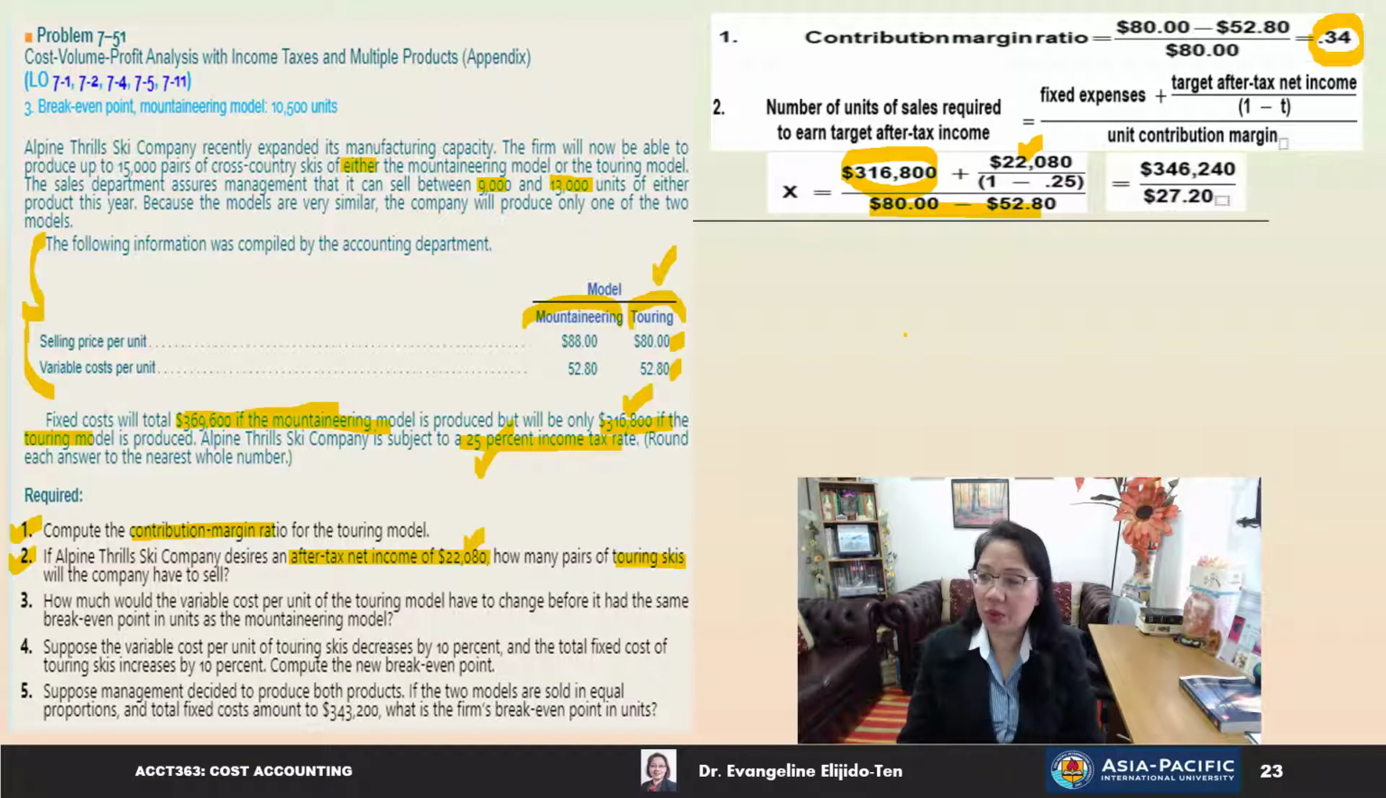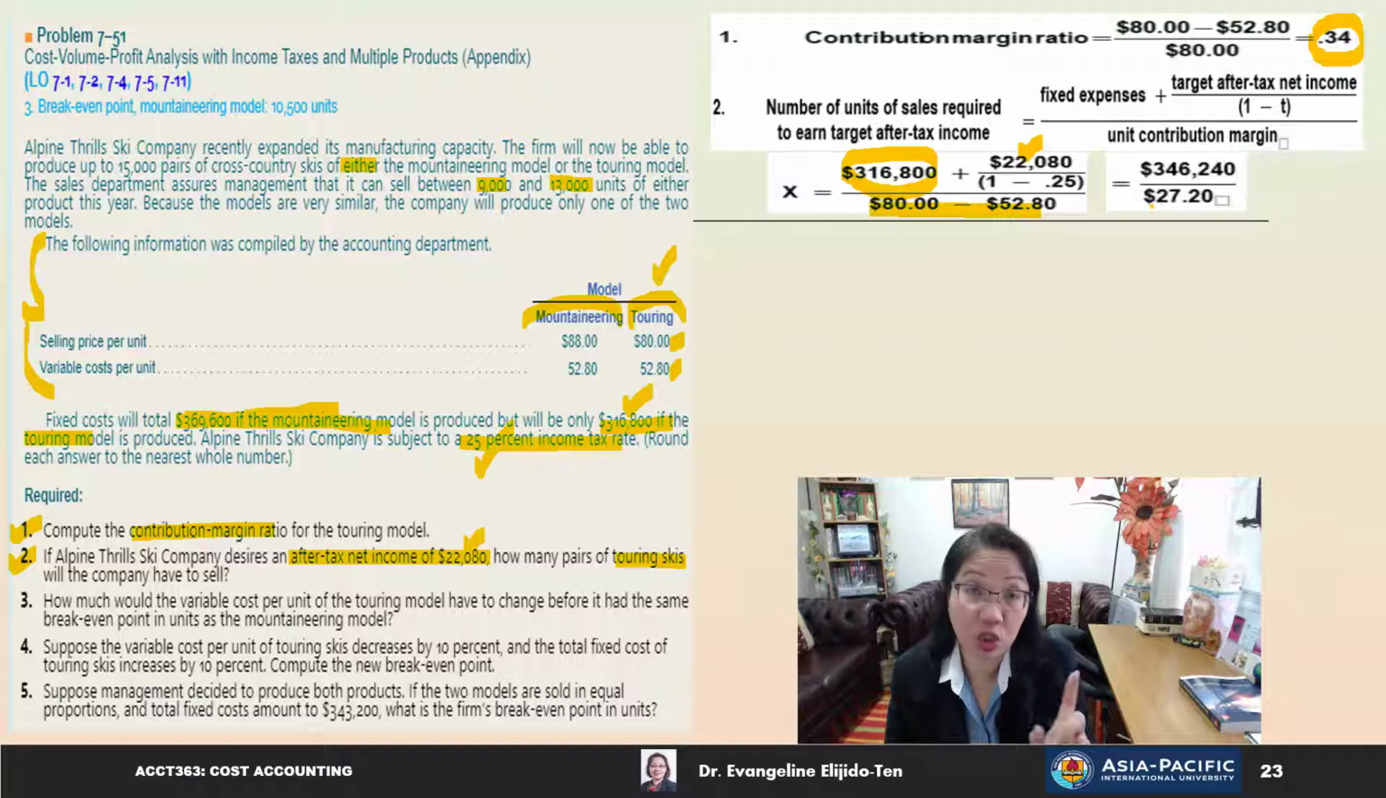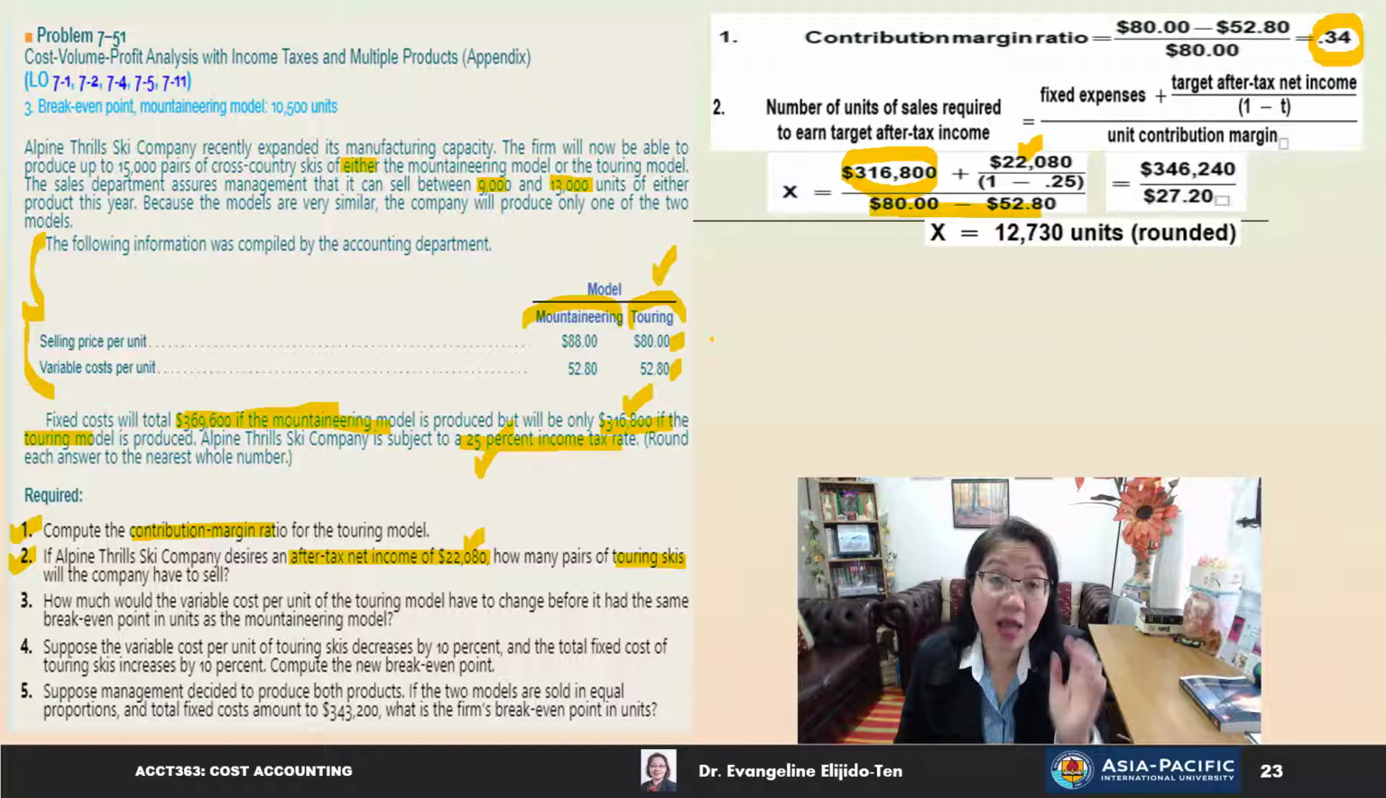All right. So 346,240 is the total of your numerator, and you will divide this by the UCM. UCM being 80 minus 52.80 is 27.20. So therefore, your targeted number of units to sell in order to make an after-tax profit of 22,080 is 12,730 units, and it's rounded up.